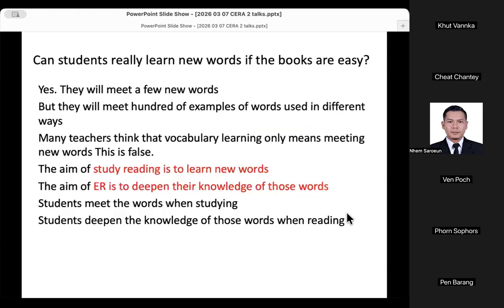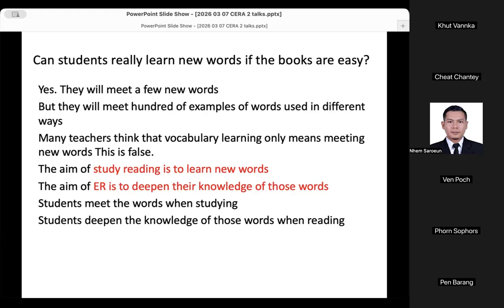One of the questions people get, and this is probably the biggest misunderstanding about extensive reading, is many people say, well, if they're reading something easy, they're not learning any new words. That's absolutely not true. They will be learning some new words, but that's not the point. The point is not to learn new words, it's to deepen and strengthen the words that they are already forgetting from their course book. So if they met, say, 20 new words in their book, many of those words are going to be forgotten soon. So we then do the reading, which will help strengthen and consolidate those words, right?